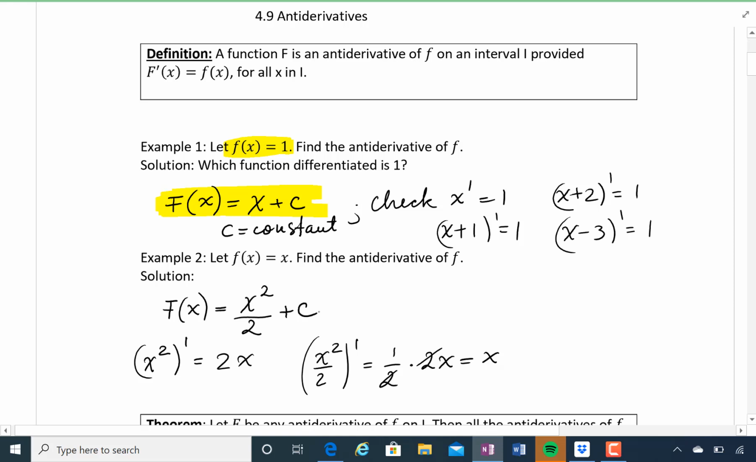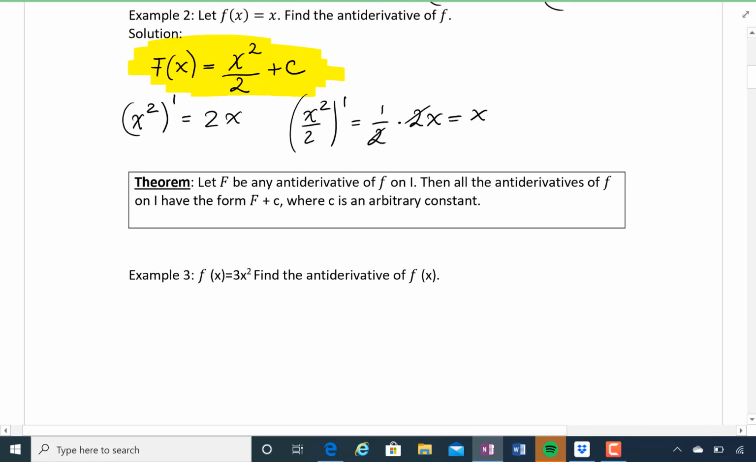But I have to add the constant, because you saw the constant prime is 0, so it is always going to give me an answer. So basically, if you look at these answers that we are getting, the ones that I highlighted, all of them have plus a constant. So our answer is not just a function, it's a family of functions, because with the different values of c, we generate a different function.